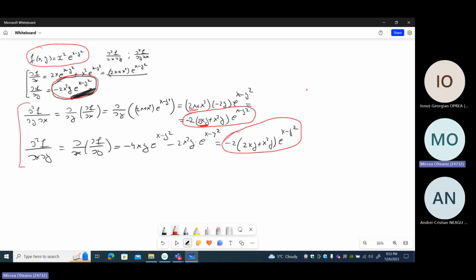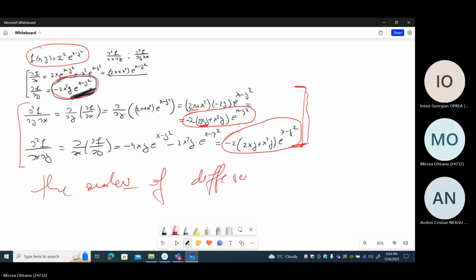So usually they are equal. So for us, we shall work only with this kind of functions, which are very general. So the order of differentiation doesn't matter.